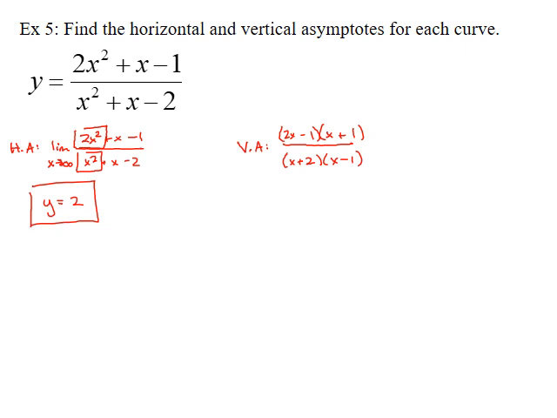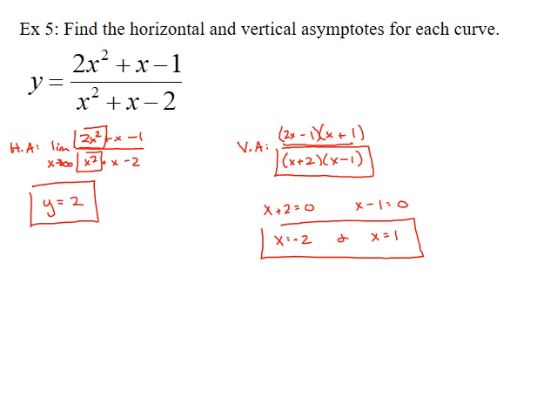Now you'll notice the next thing you're supposed to do is cancel off any like terms, but there are no like terms. That's fantastic. If nothing cancels, nothing cancels. To find your final answers, you take just your terms in the denominator and set those equal to 0. So that would be x plus 2 equals 0 and x minus 1 equals 0. If you solve both of those, you get x equals negative 2 and x equals positive 1. So in this example, you've got one horizontal asymptote and two vertical asymptotes.